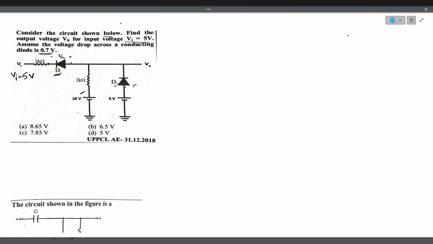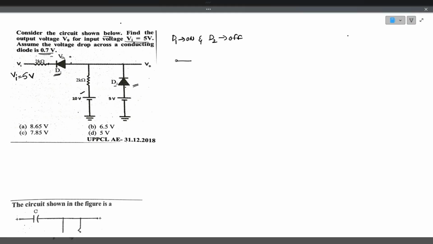Similarly, for the D2 diode, P type is connected to 5 volts, N type is indirectly connected to 10 volts. Here, N type is coming to 10 volts. So this is almost like a reverse bias. So the chances for D1 to be in on state and D2 to be in off state are very high. Now let us consider this assumption only.